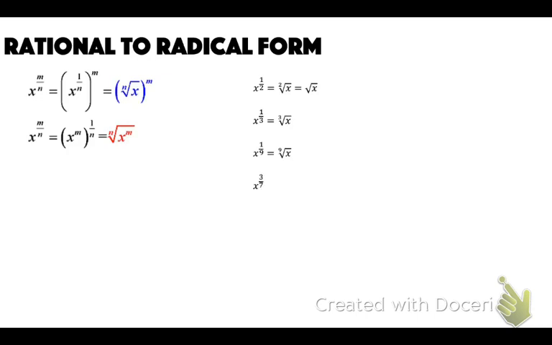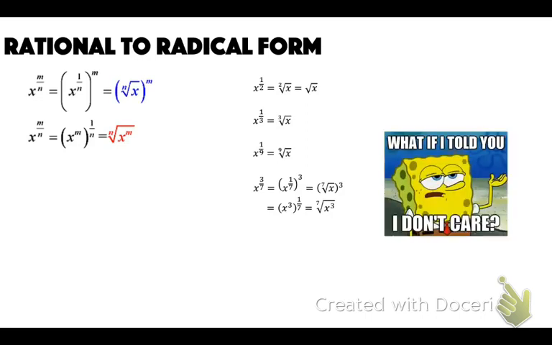X to the 3/7, well, the denominator goes in the V, and the numerator goes on the outside, so we could rewrite it as x to the 1/7 to the 3rd power, which would be the 7th root of x cubed. You could also write this as x cubed to the 1/7 power, which would be the 7th root of x cubed. Those two things say the same exact thing. I do not care which way you do it. Whatever way makes more sense to you, awesome, go for it.